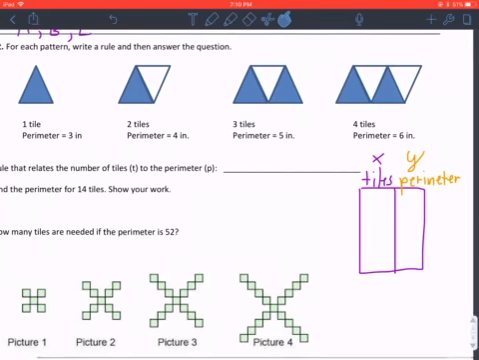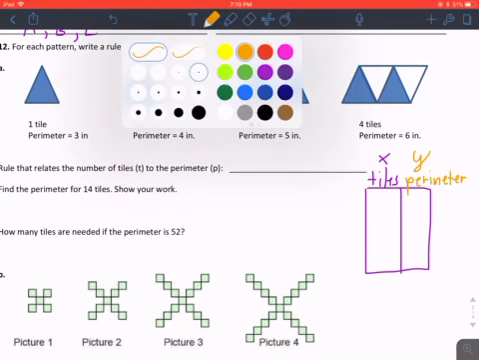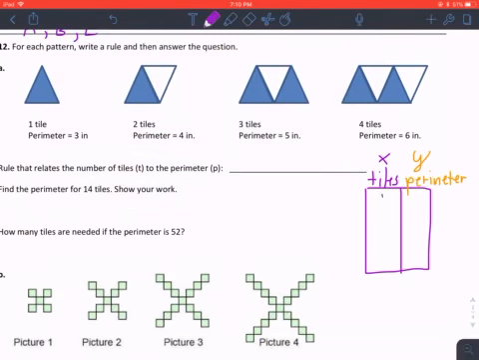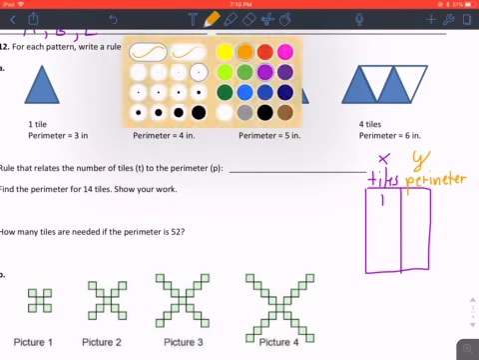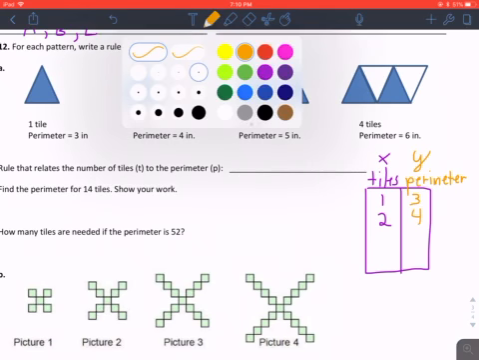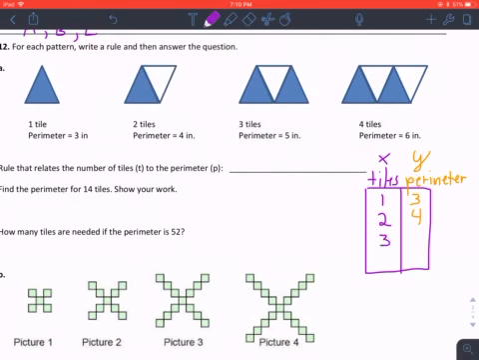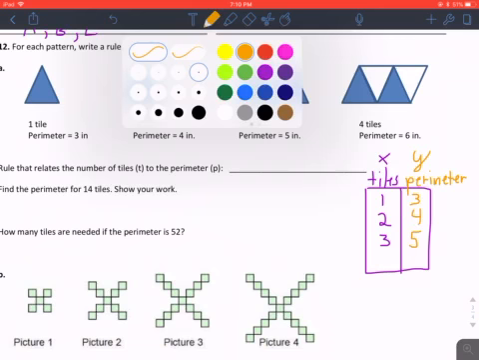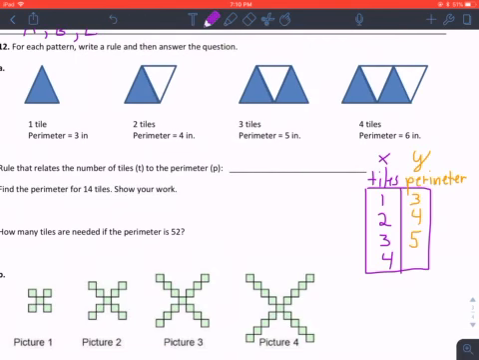When there is one tile, the perimeter is 3 inches. When there are 2 tiles, the perimeter is 4 inches. When there are 3 tiles, the perimeter is 5 inches. And when there are 4 tiles, the perimeter is 6 inches.